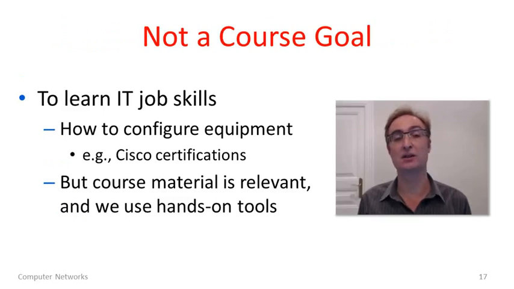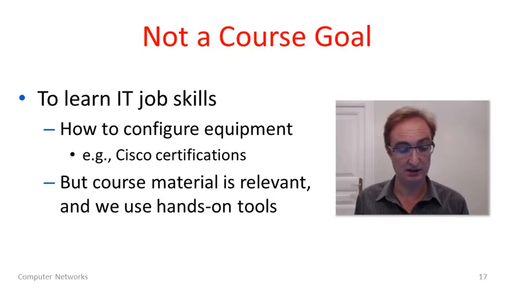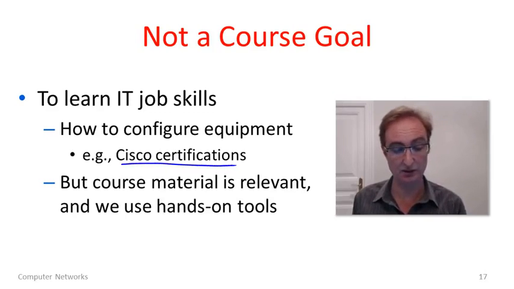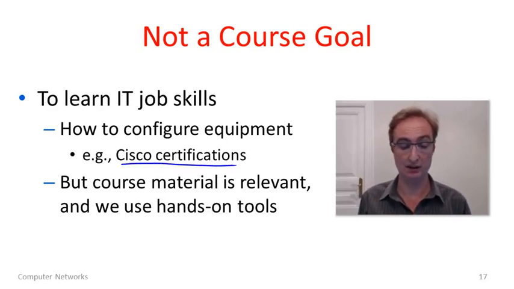Okay, and finally, just to close this segment, I want to point out one thing which is not an explicit goal of this course, and that's to provide you with IT job skills, such as Cisco certification material to help you configure networks. That's not because this is not an important skill, it's because some of this material can change fairly quickly over time as new equipment comes and goes, whereas what we want to give you really is long-term knowledge which will remain relevant in the future and help you understand the internet.